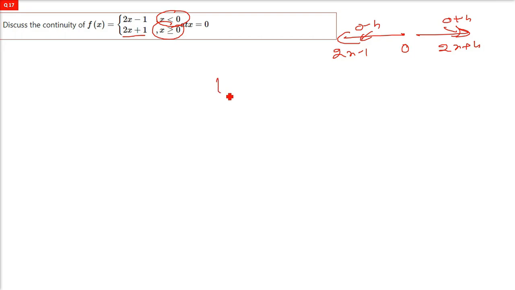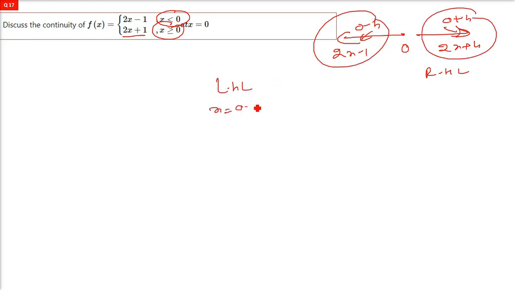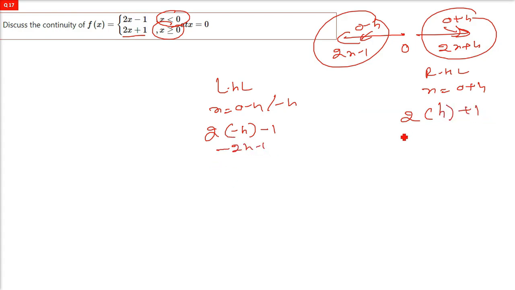And just apply it here, LHL, RHL. You know the drill now. So this is twice of x is 0 minus h. Of course we have to write that, because I'm just giving you the logic. The actual scenario you have to write by yourself. So 0 minus h, so minus h, 2 minus h, minus 1. Here we have 2, 0 plus h plus 1. So you have minus 2h minus 1, and here 2h plus 1.